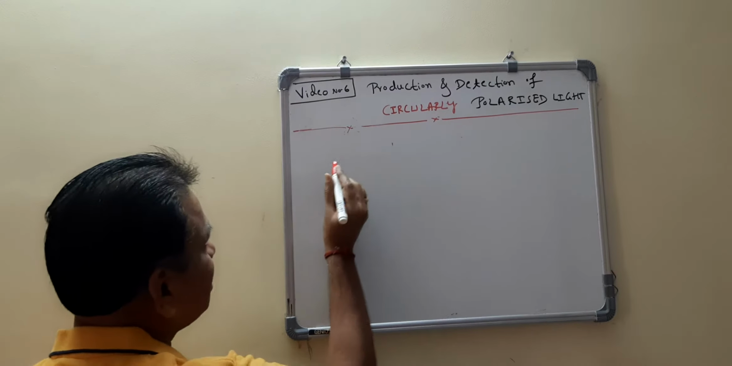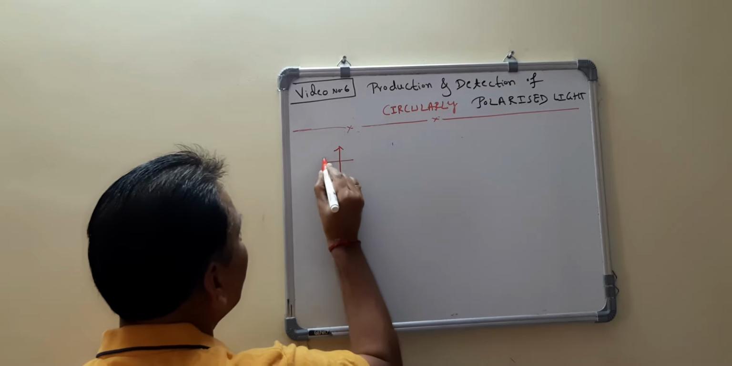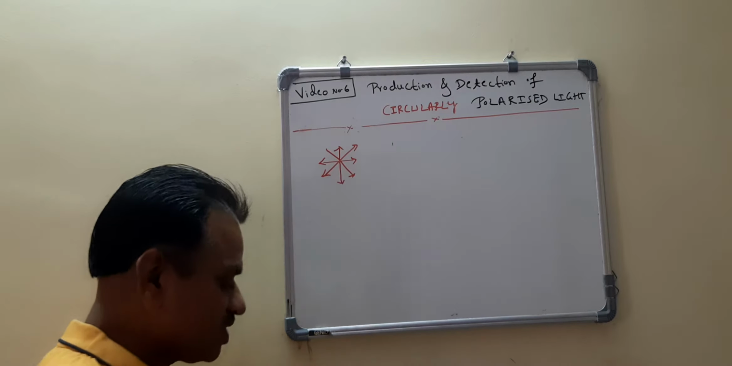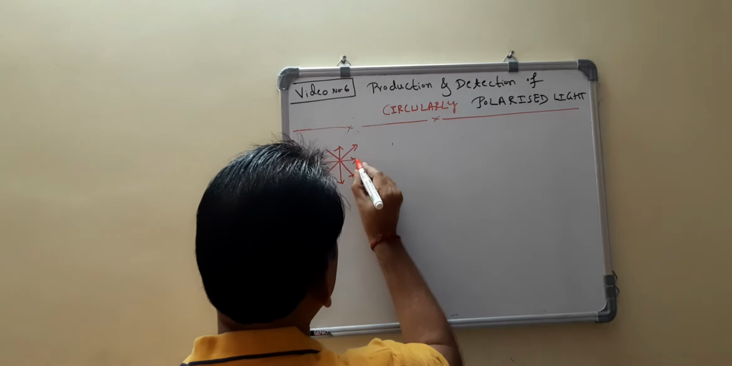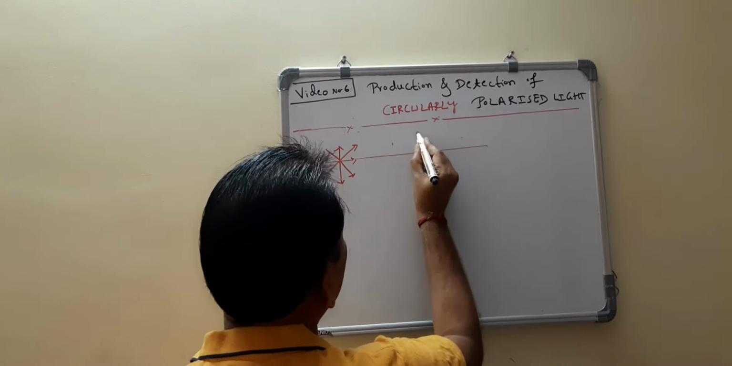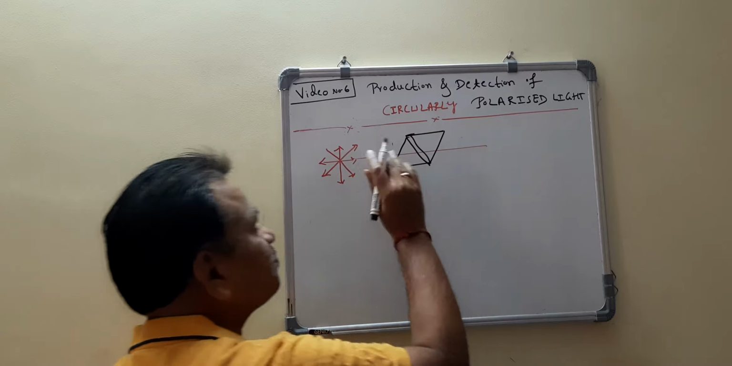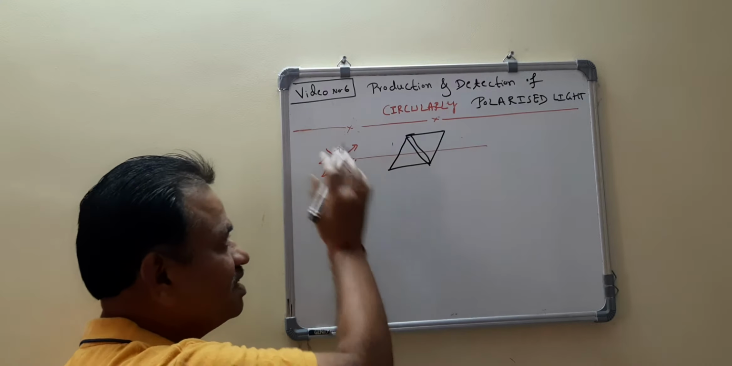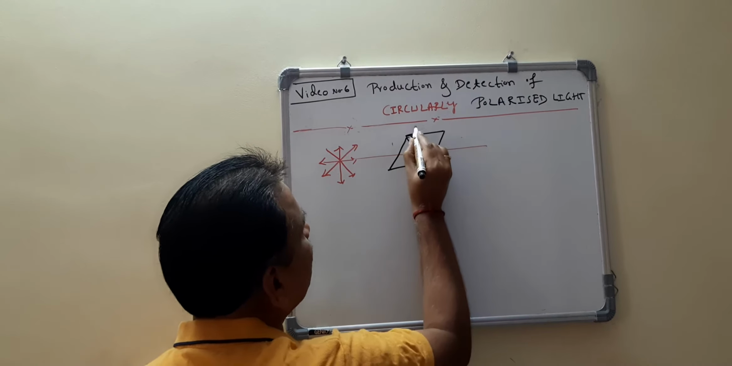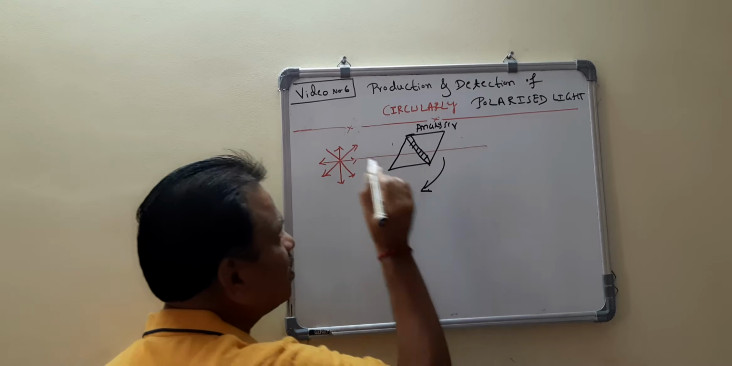Before going to this, I'm discussing two examples. This is the unpolarized light. This unpolarized light passes through the rotating Nicol prism. Here I'm not coming to the actual topic, but this idea is required. This Nicol prism is called an analyzer. This prism is rotated.